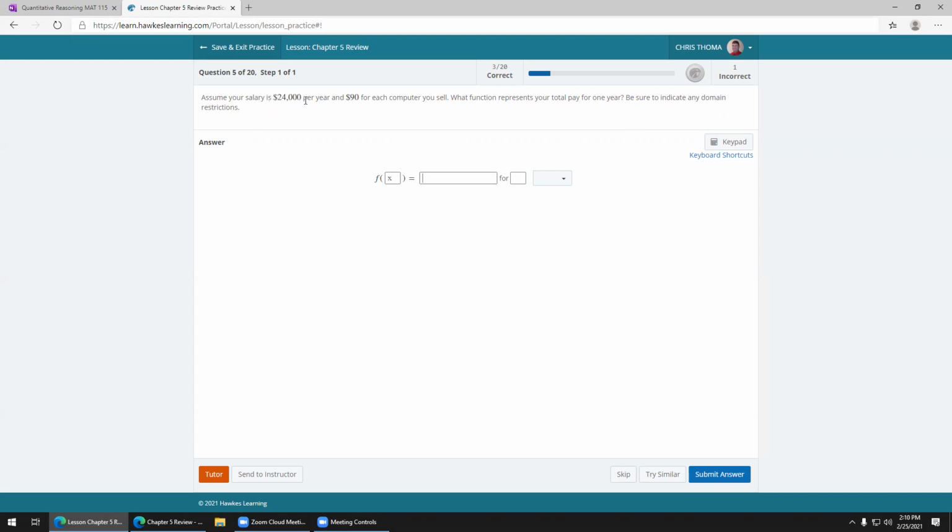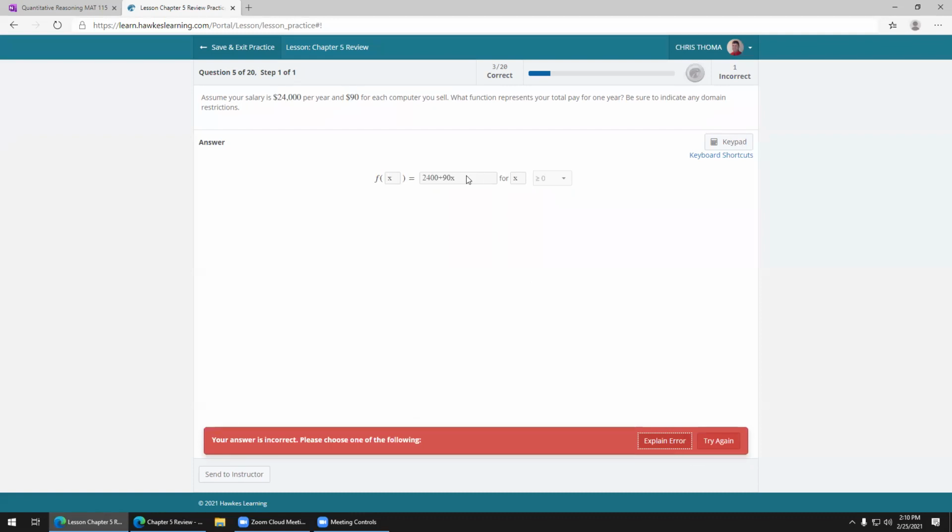So assume your salary is 24,000 per year, times how many years we've been working there, plus $90 for each computer you sell. It's just restricted, you only work for 1 year. So you get 24,000 as your intercept, plus $90 for each computer you sell, for x greater than or equal to 0, right? Because you're not going to sell negative computers. You could sell 0 computers, or you can sell more.